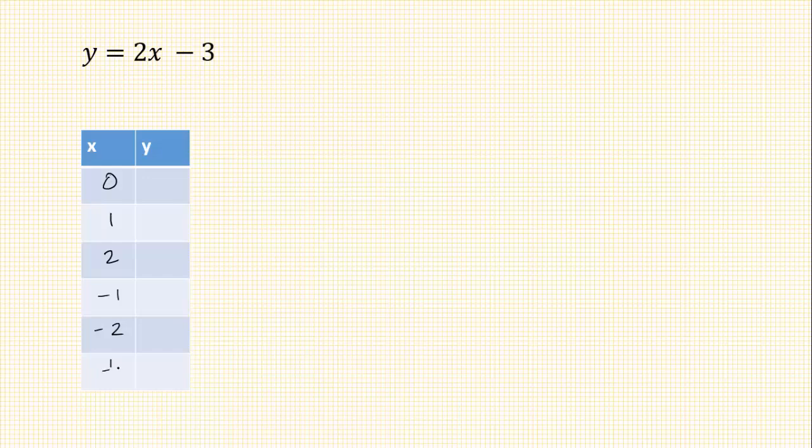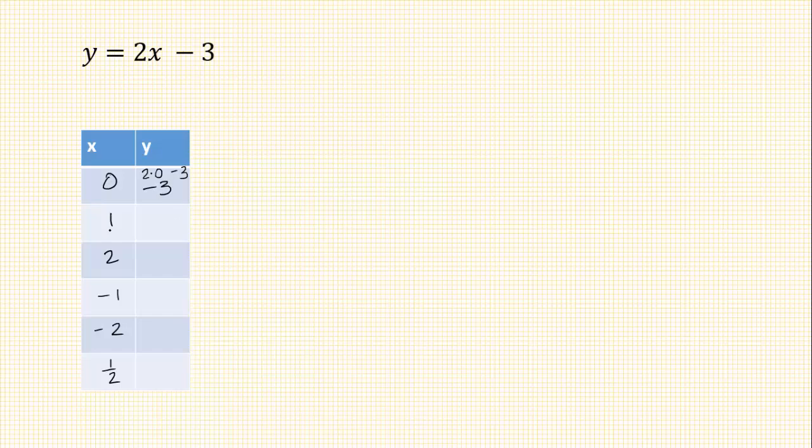And I always like to try a fraction just to see if anything interesting happens when you plug in something that is not an integer. So when x is 0, that means we're looking at 2 times 0 minus 3. Be sure you follow the order of operations here. So that's 0 minus 3, which is -3.